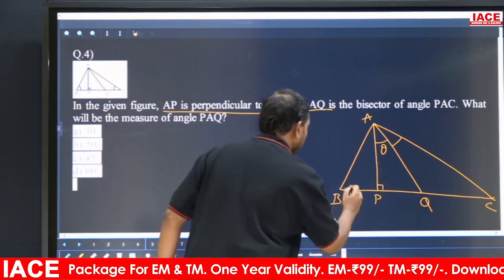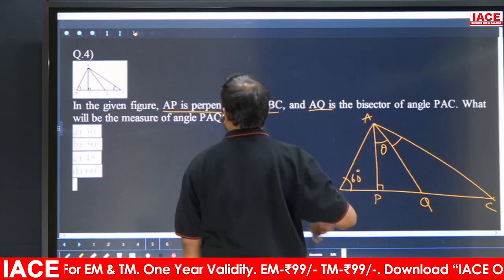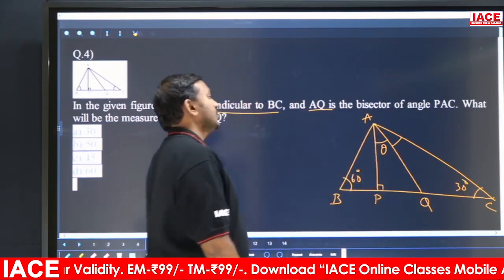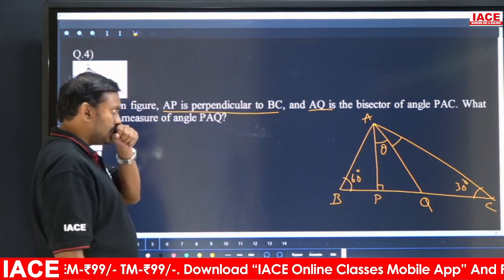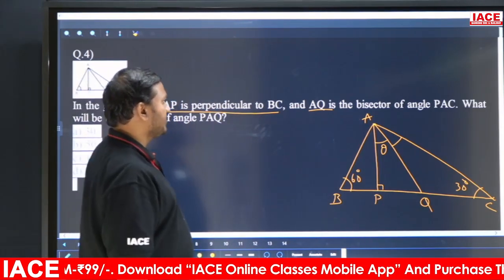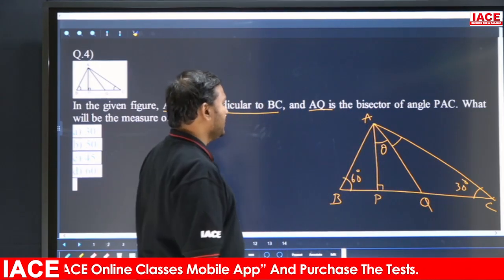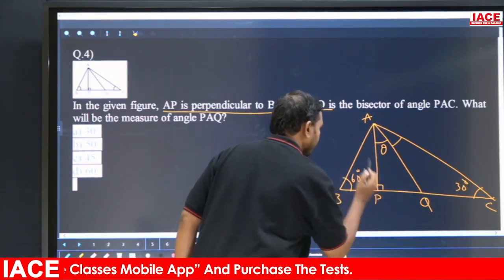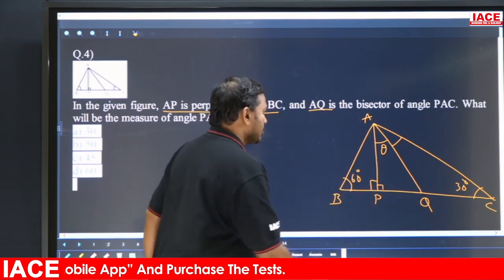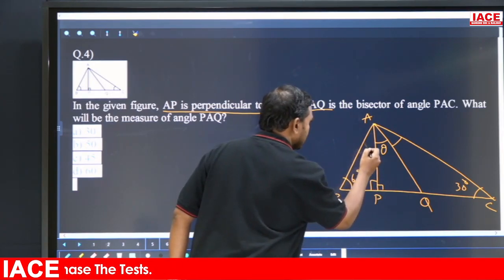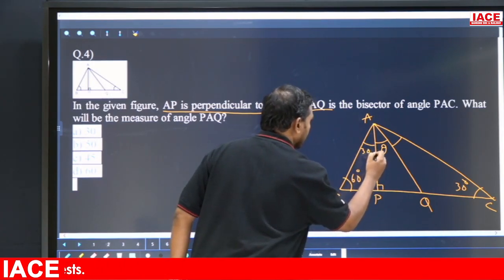Angle B is 60 degrees, given here, and angle C is how much? 30 degrees is given, right? So 30 and 60 degrees are given, which means this is also 90 degrees. So 90 degrees. Here 60 degrees plus 30 degrees means 90, so what is this angle? This angle is 30 degrees, right?